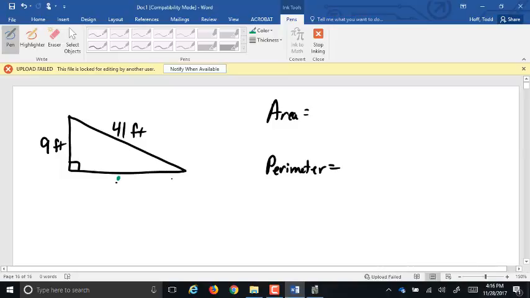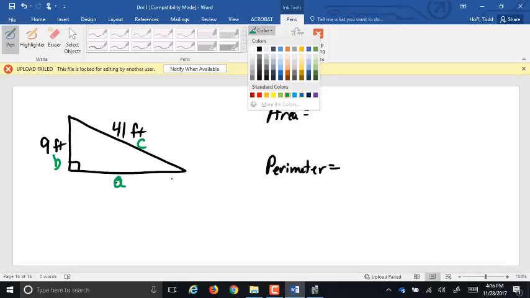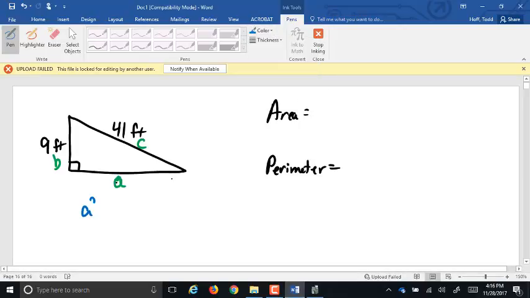So to do this, we've got to find this dimension right here. I'm going to call that dimension A because it's one of the legs. The 9 is going to be B because that's the other leg. And C will be the 41. So we've got A squared plus 9 squared equals 41 squared.